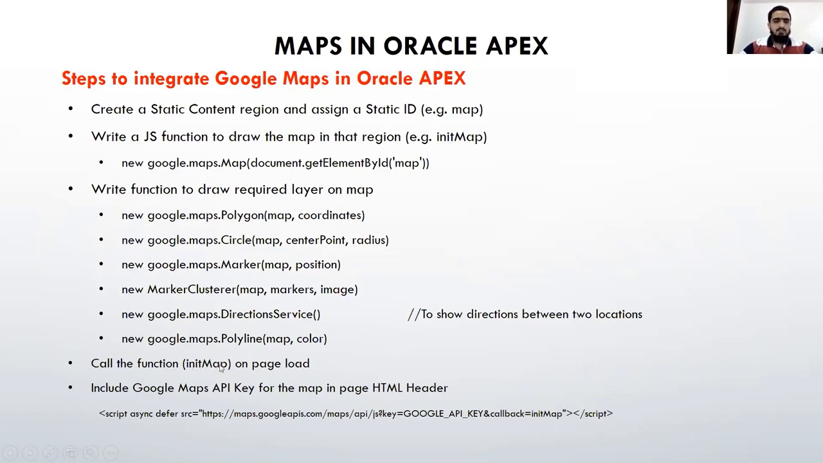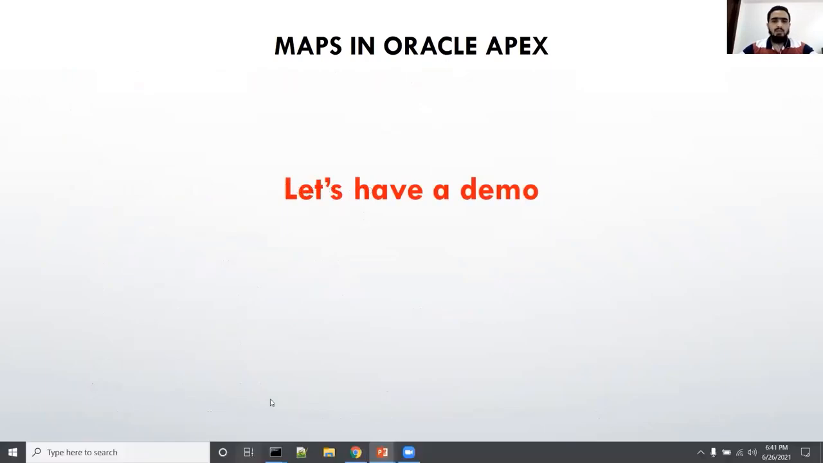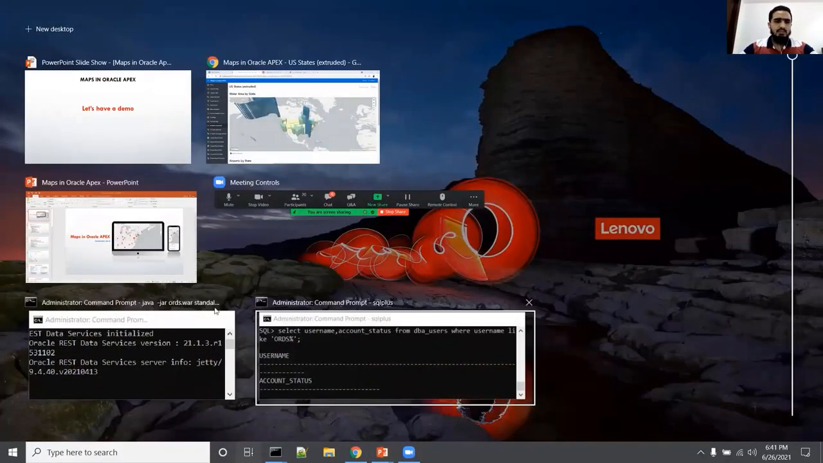In the end, we need to call the function which we created above in JavaScript on page load, and we have to include the API key that we will get from Google to use Google Maps in any of the applications. So we'll get through the demo.